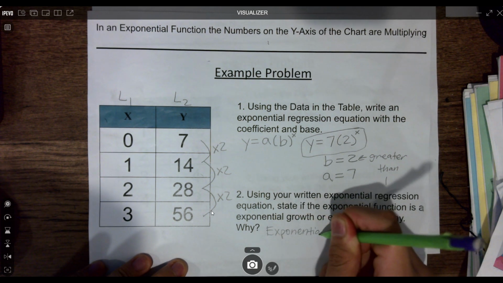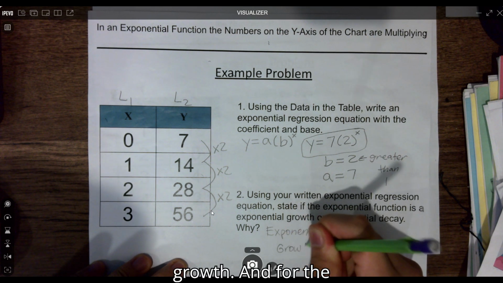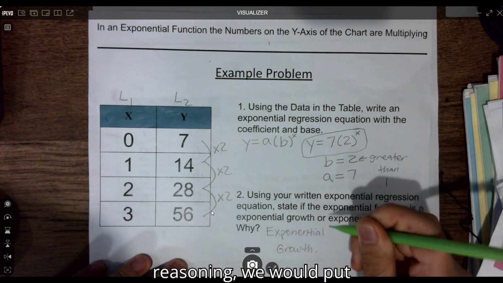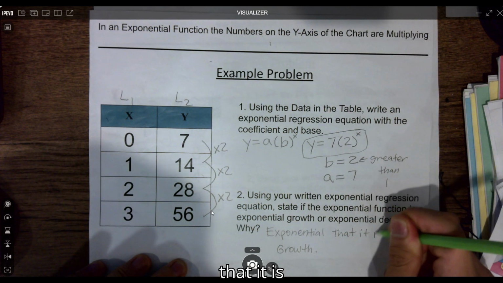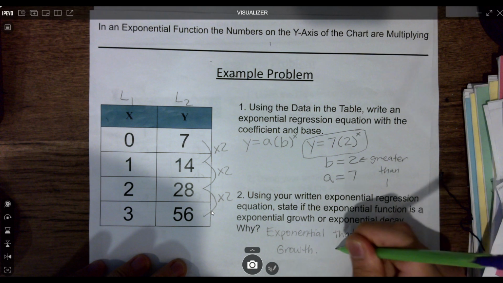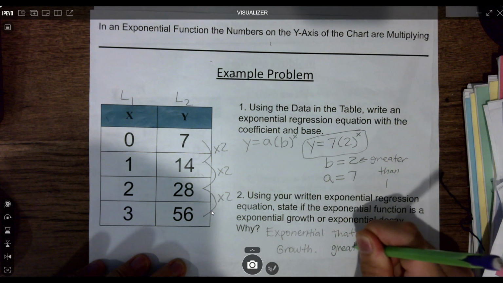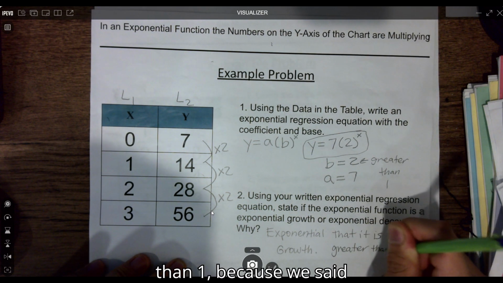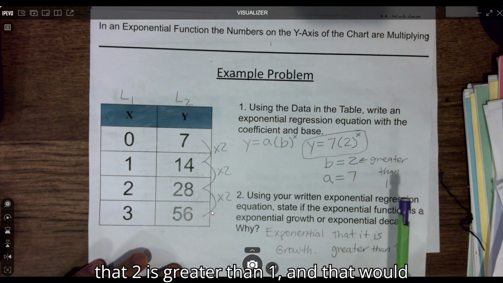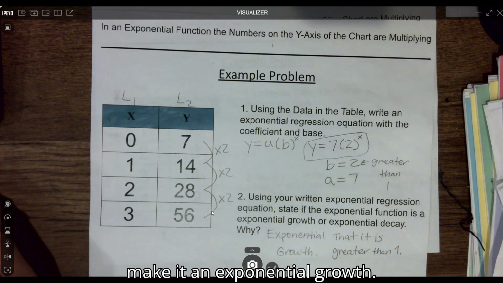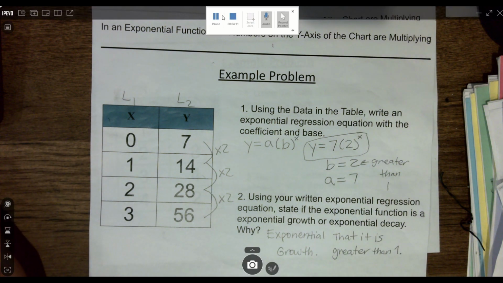So for number 2, the regression equation would be an exponential growth. And for the reasoning, we would put that it is greater than 1. Because we said that 2 is greater than 1, and that would make it an exponential growth.